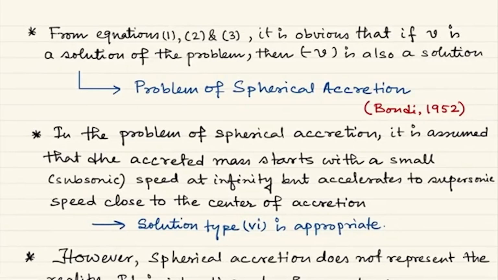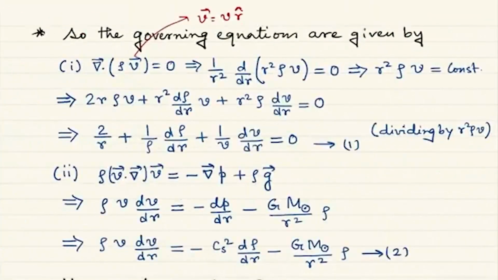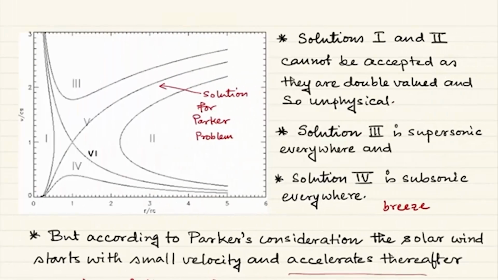Now from equations 1, 2 and 3, we should go back to equations 1, 2 and 3. If you carefully see, actually 1 and 2 make 3, so I just checked 3: if V is a solution of the problem, then minus V is also a solution. Because in this term there is V dV, so minus V will not affect. Here you have 1 by V dV, also there will be no effect of minus V.